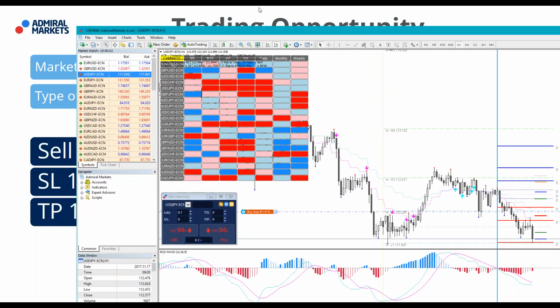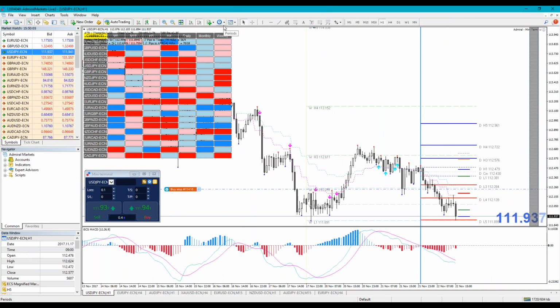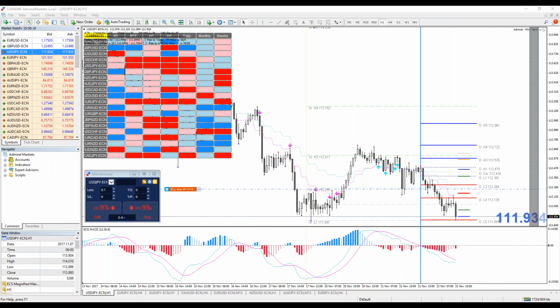Okay, here. Dollar-yen, this is my Camarilla template, and yeah, this is wrong. I should not have a buy stop, but rather a sell stop. Give me a few seconds, guys. I will correct this, and I will make a sell stop. So I'm waiting for a sell trade here.